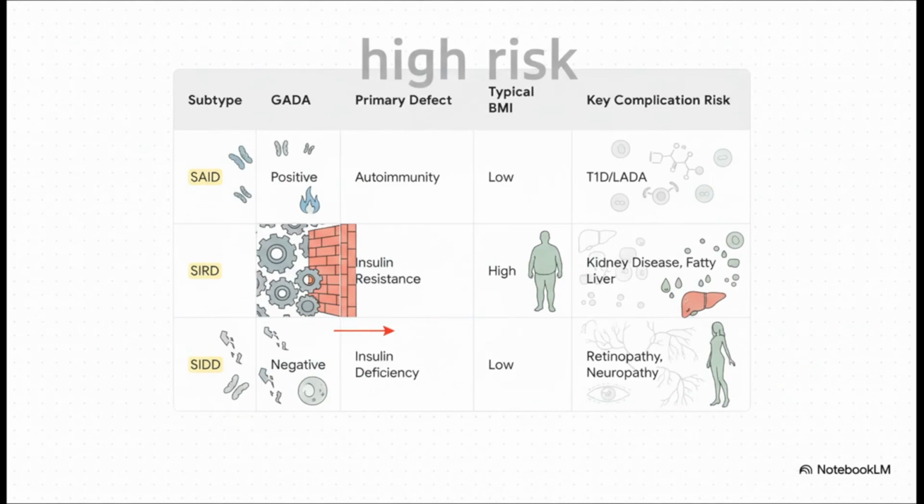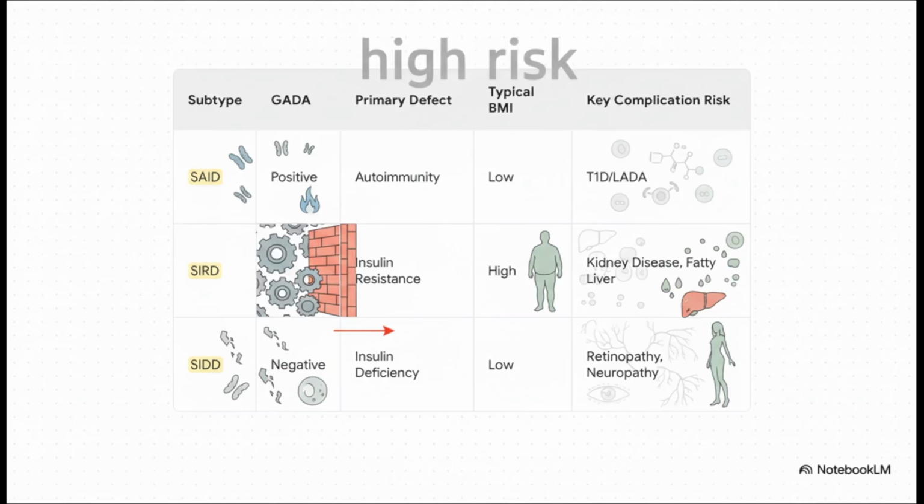Let's really zero in on these 3 severe subtypes because this is where the highest risk is. SAID is your GAD-positive group. Think LADA, think classic type 1. But the other 2 are GAD-negative. SIDD patients are characterized by a profound insulin deficiency, despite being antibody negative, and they usually have a low BMI.